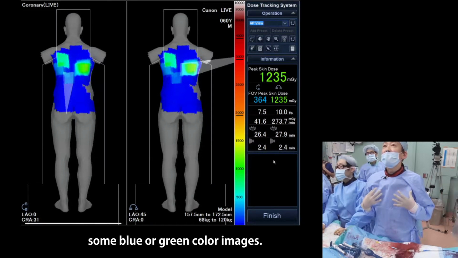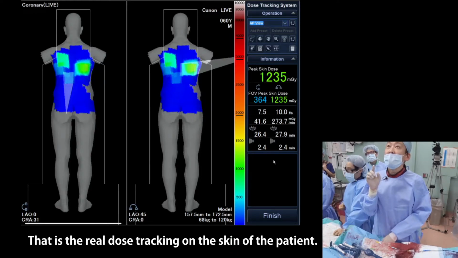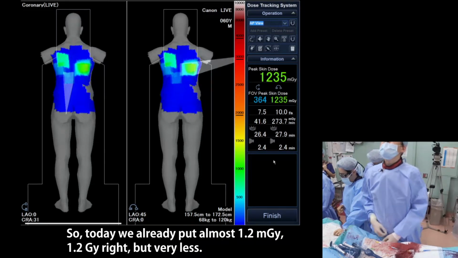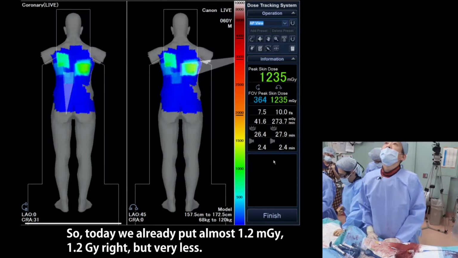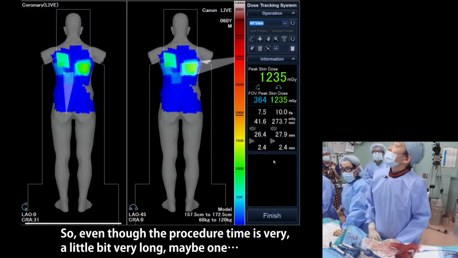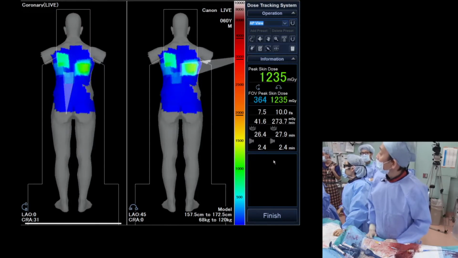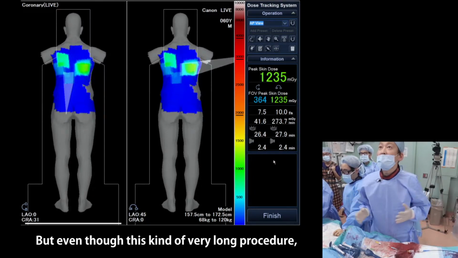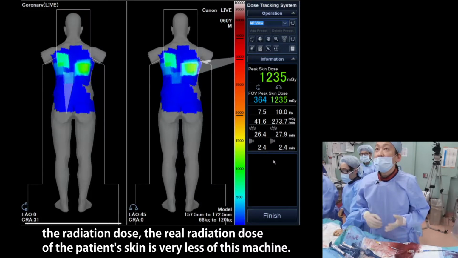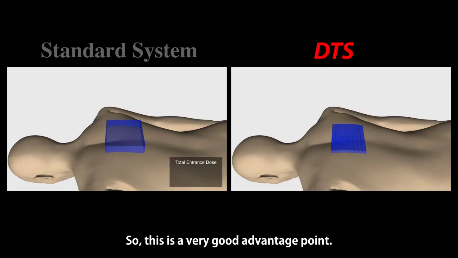some blue or green color images. That is the real dose tracking on the skin of the patient. So today we have already put almost 1.2 grays, right? Very little. So even though the procedure time is a little bit long, yes, the procedure time is almost 1.5 hours, even with this kind of very long procedure, the real radiation dose on the patient's skin is very low with this machine. So this is a very good advantage.